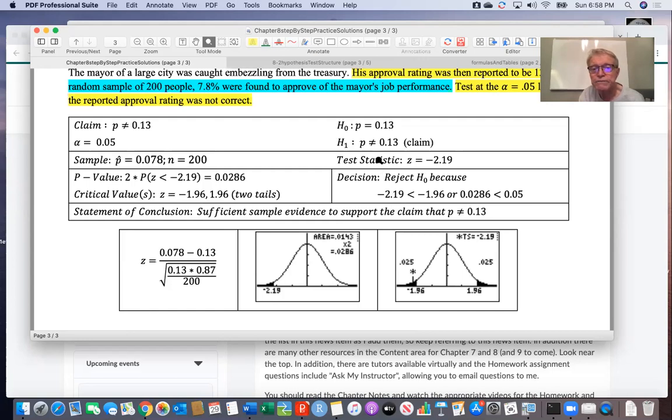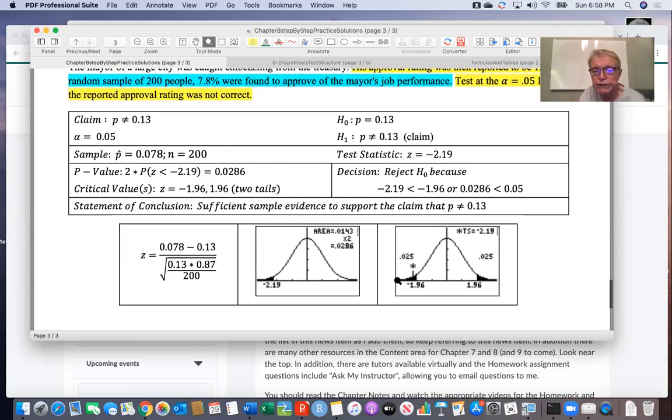Our test statistic from step 2 was Z equals negative 2.19. So it's on the left. We plot it, and we find that it is farther from the mean than the left critical value of negative 1.96, putting it in this rejection region. Therefore, we found that the test statistic Z equals negative 2.19 is unlikely to occur under the assumed value for P.